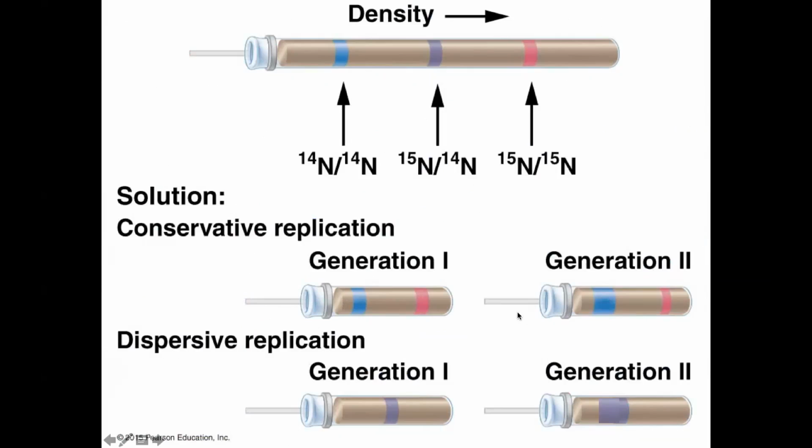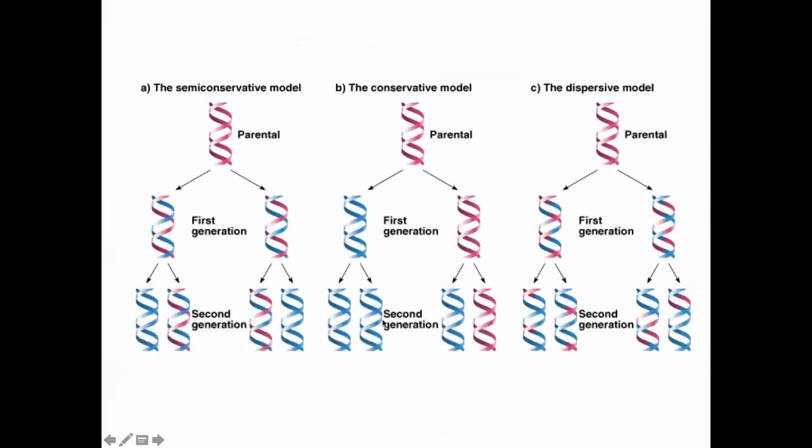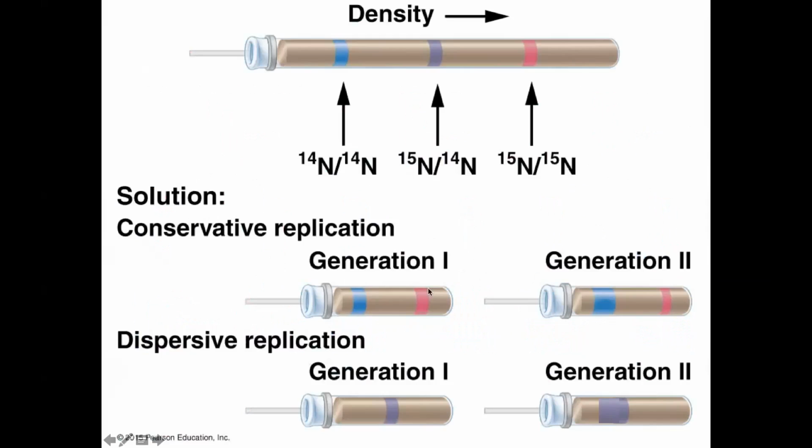So again, remember, in both cases, our starting point is fully N15 labeled DNA, so a band at the bottom of the gradient. So if we look at conservative replication, after one round of replication in the presence of the N14 isotope, here you create a daughter molecule that's fully unlabeled, or fully N14 labeled, and the other daughter molecule is fully N15 labeled. So you should predict two bands, one at the bottom of the gradient and one at the top of the gradient. Okay, so that's different than what we just predicted with semi-conservative replication.